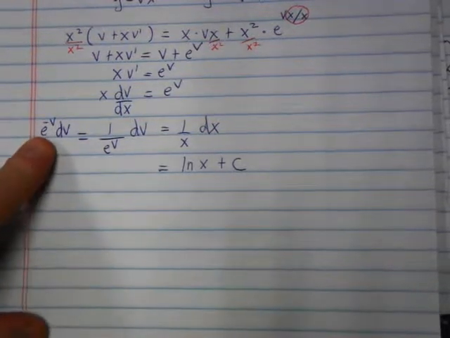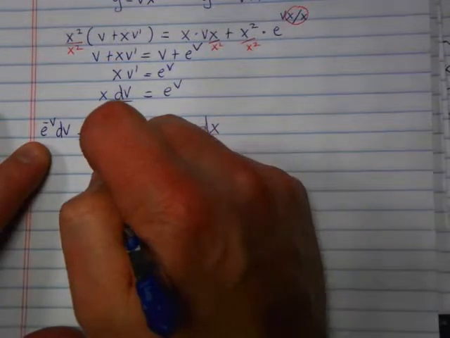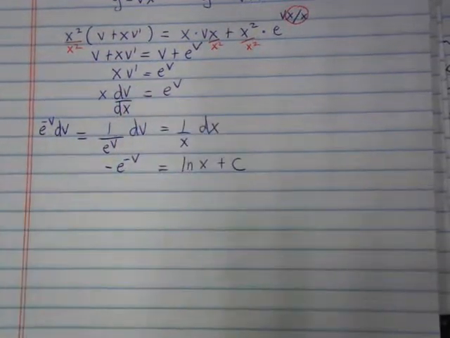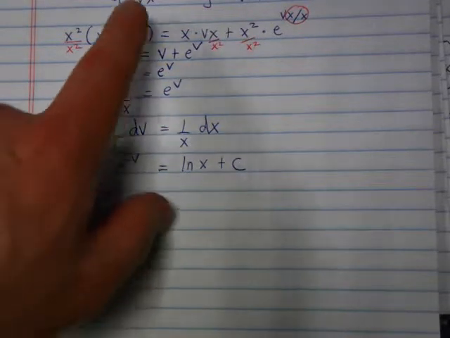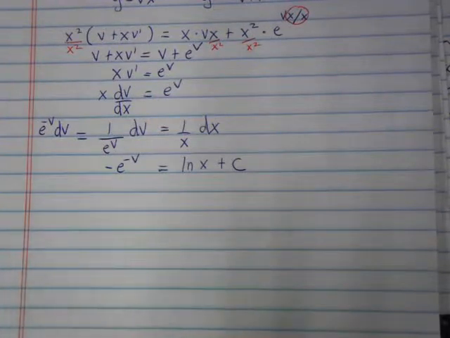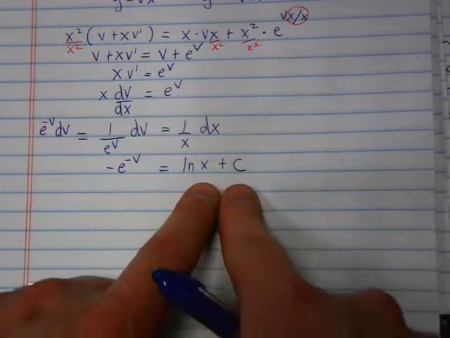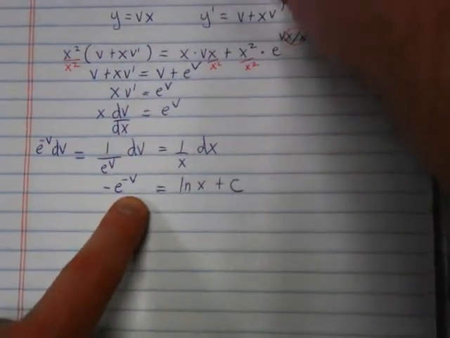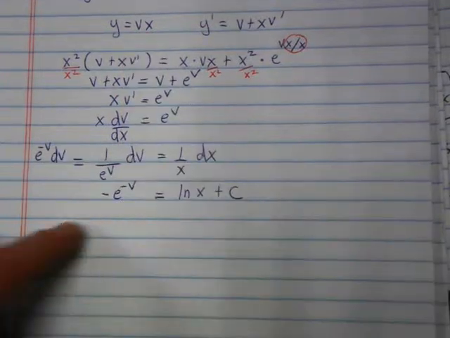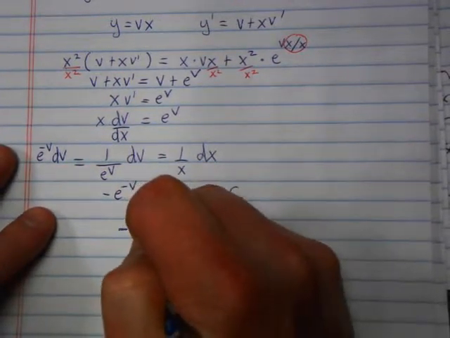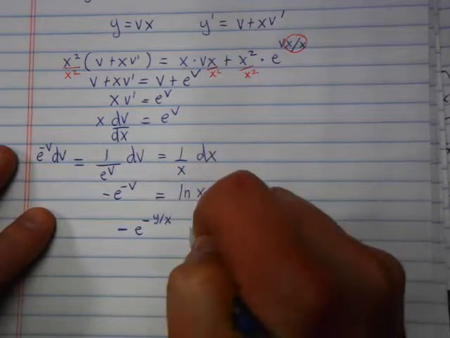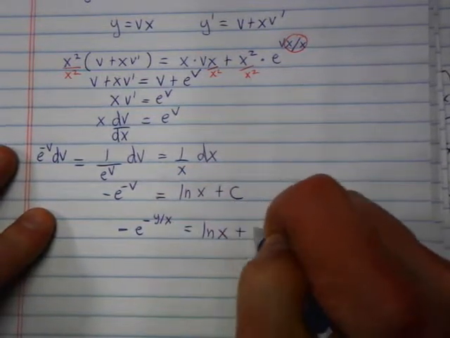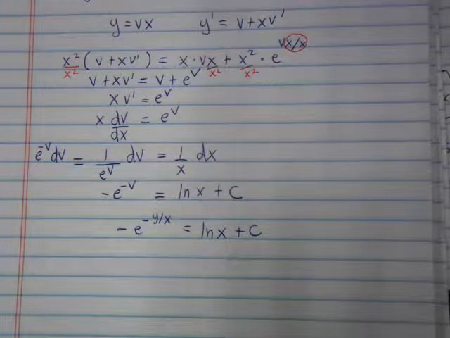All right, so the integral of e to the negative v dv is negative e to the negative v. And all that's left to do is, I could take the ln of both sides, but then I'm going to have ln of an ln. That's kind of ugly. I think all I would do is get rid of the v and plug back in v is y over x. So I would leave my answer as negative e to the negative y over x equals ln x plus c. That's how I would leave my answer.